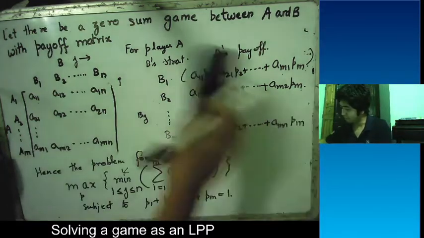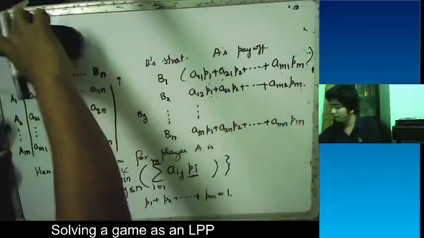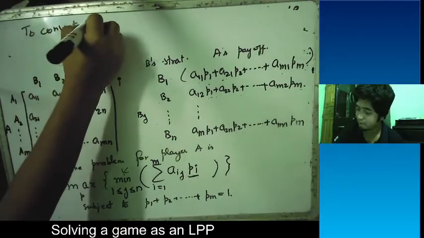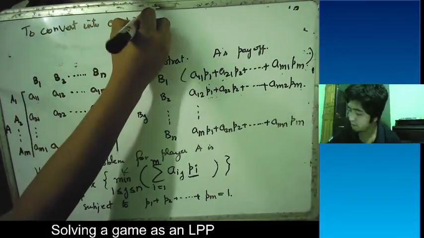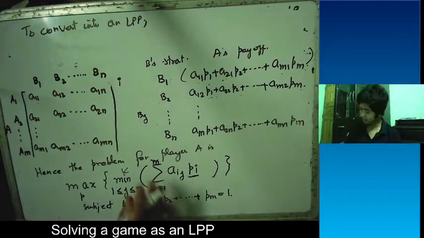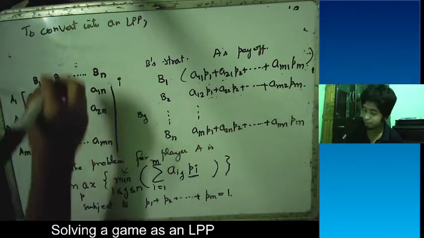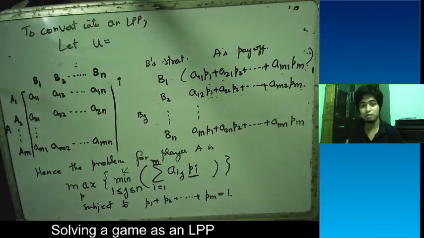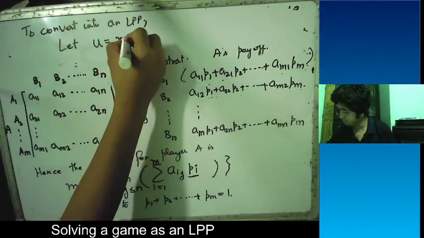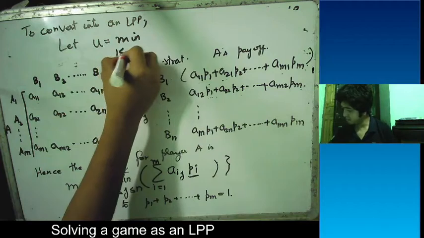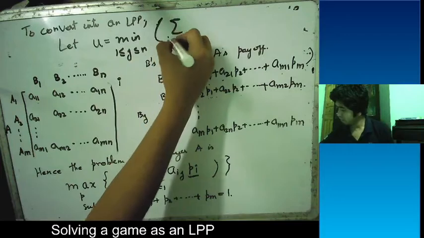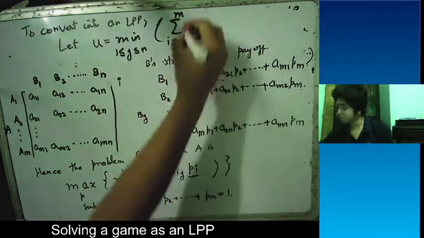Okay, so what can we do to convert it into an LPP? We can let this whole thing be equal to u. So let u equal the minimum, this minimum over 1 ≤ j ≤ n, of the sum over i equal 1 up to m of a_ij p_i.